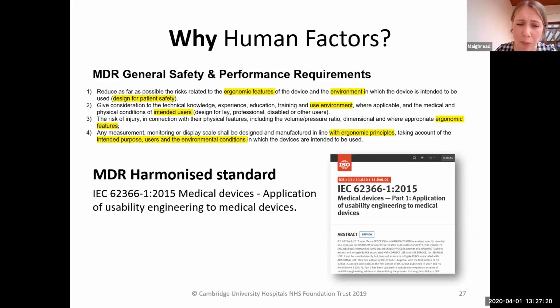There is also a harmonized standard, which is the 62366, and that is usability engineering to medical devices. So again, similar to the prosthetics device, because the standard is harmonized with the MDR, if you can demonstrate compliance with that standard, you then demonstrate compliance with the human factors aspects of the MDR.